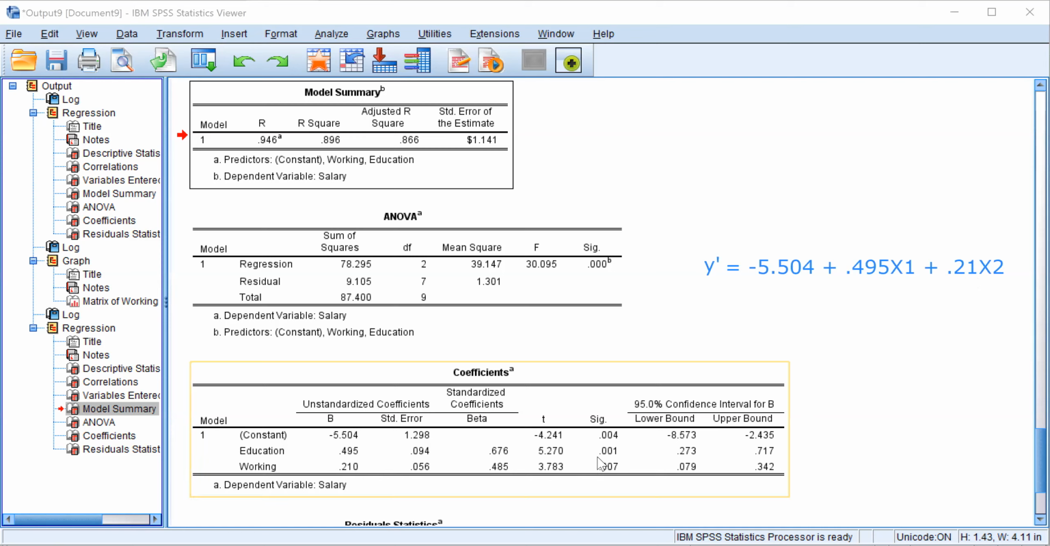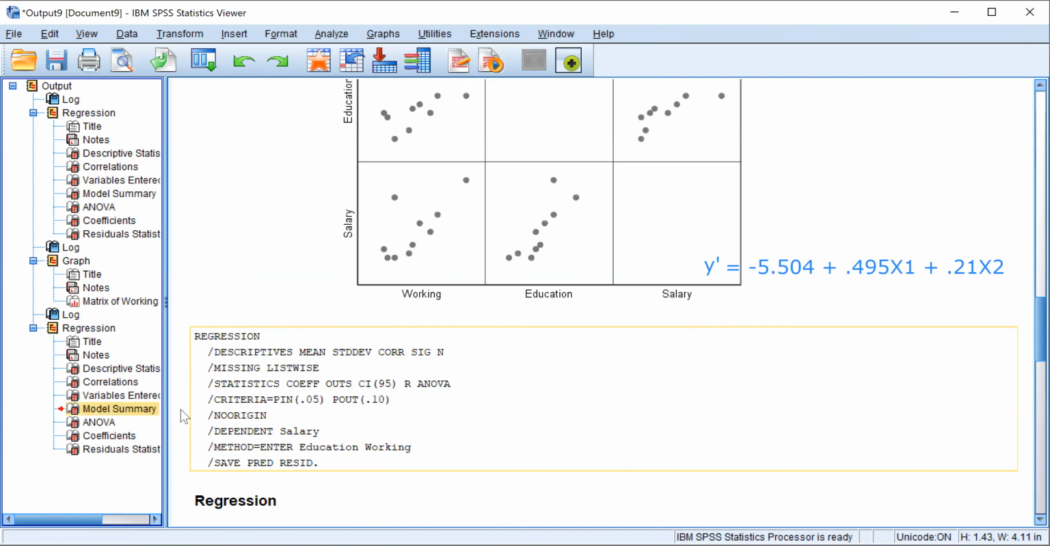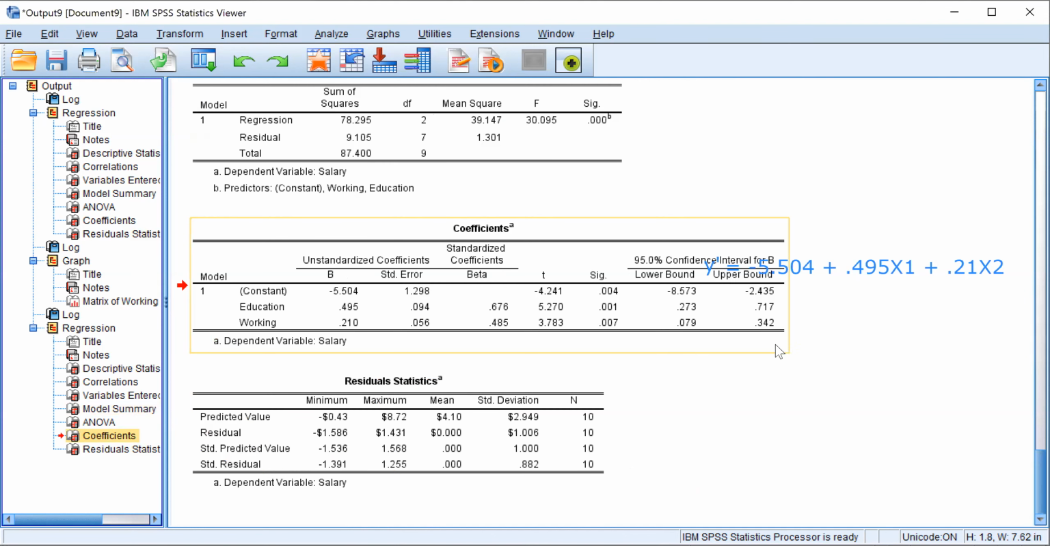If we look at the test of the slope here, the t-test, both come out significant. The same thing with the confidence intervals: these confidence intervals do not include 0, meaning that the regression slope is not equal to 0. That also means each of the predictors significantly predicts the outcome. So that's the linear regression output.